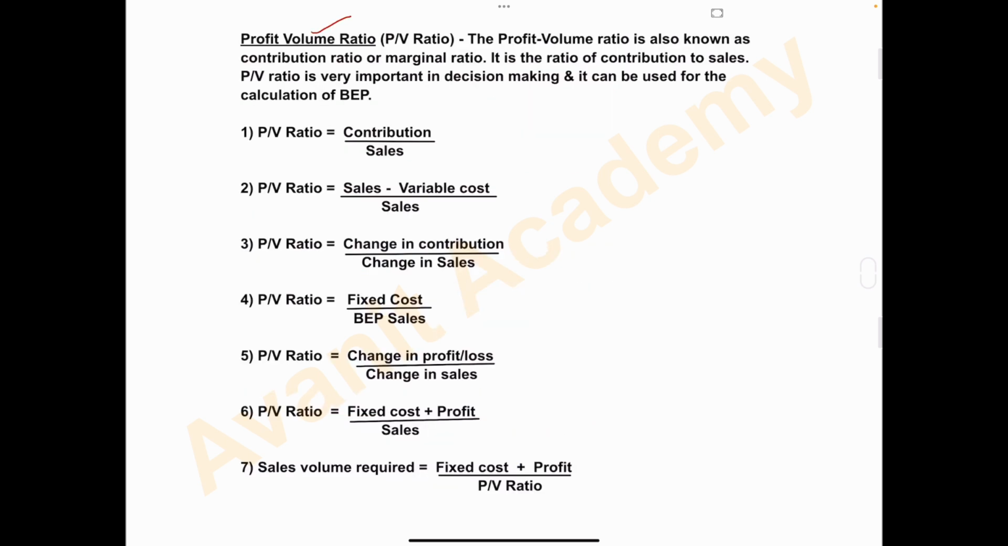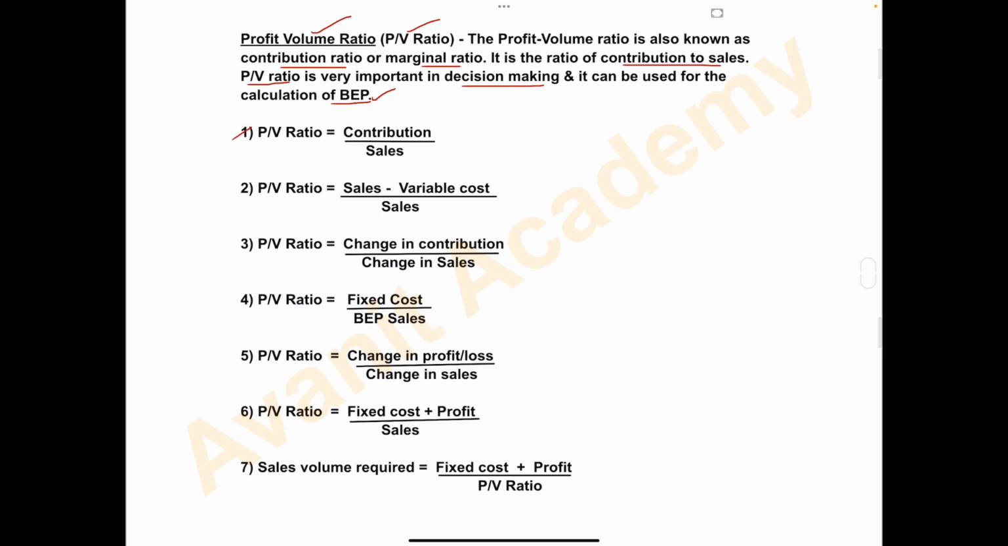Profit volume ratio or PV ratio. The profit volume ratio is also known as contribution ratio or marginal ratio. It is the ratio of contribution to sales. And this PV ratio is very important in decision making, and it can be used for the calculation of BEP, that is break even point. So we will study this in the next video. Let's see the formulas to calculate PV ratio.